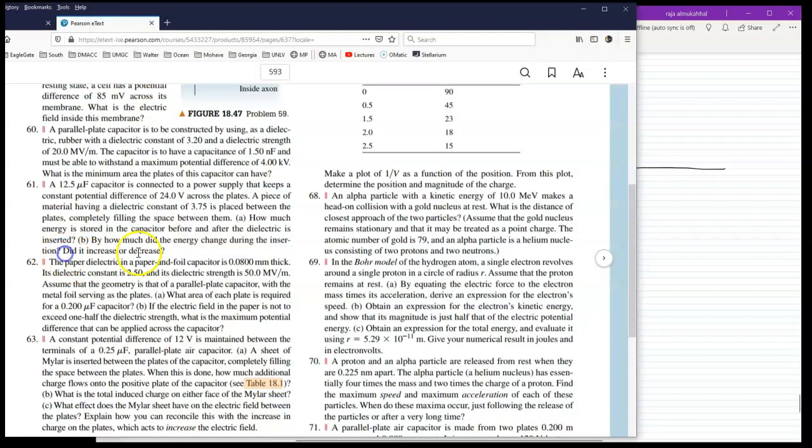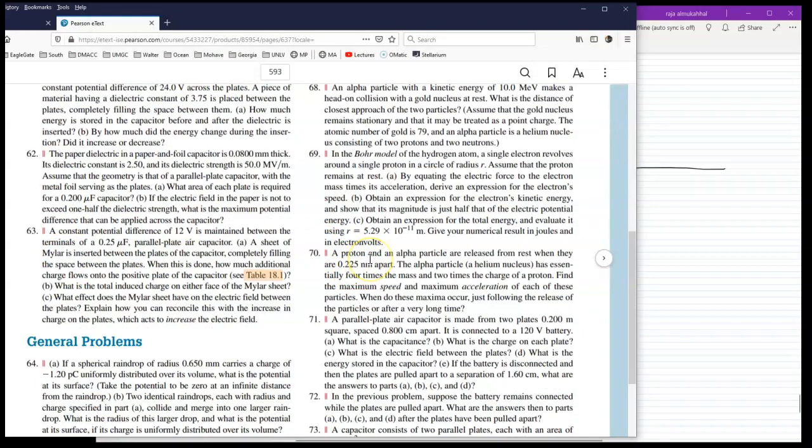Let's look at it. It says in the Bohr model of the hydrogen atom, a single electron revolves around a single proton in a circle of radius r. R here is called the Bohr radius. Assume that the proton remains at rest. Question: by equating the electric force to the electron mass times its acceleration, derive an expression for the electron speed.